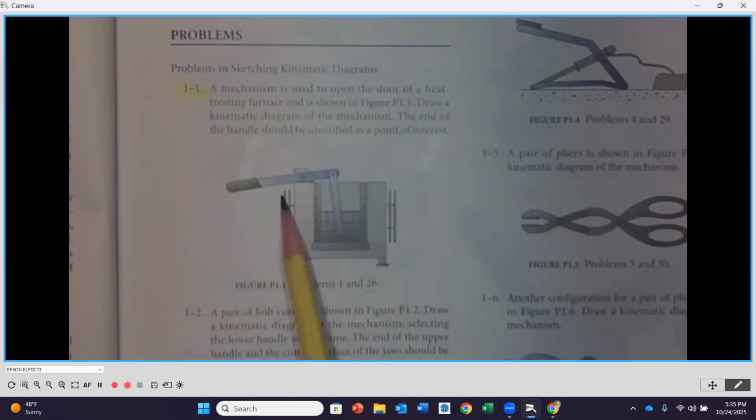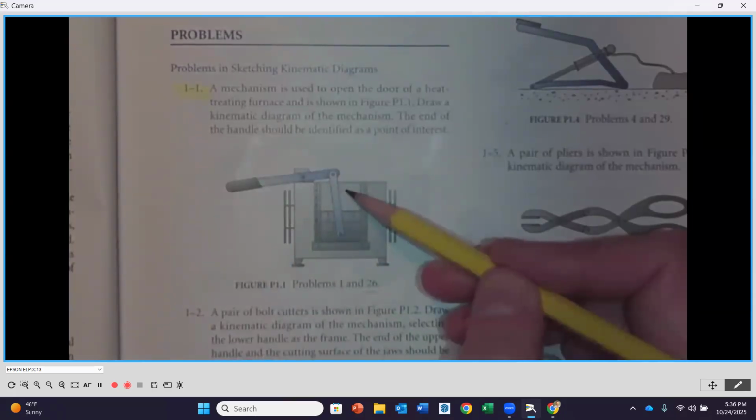And basically, you're going to notice that this handle pivots about this point right here, which is attached to the frame of our heat treat oven or furnace here. Okay, so that would mean that this point is not going to be rotating. It'll be stationary. So this will be a frame member for us. Now that handle actuates as we rotate it about that center. So if we rotate it down, then this side is going to go up, which is going to raise the door on that heat treat furnace.